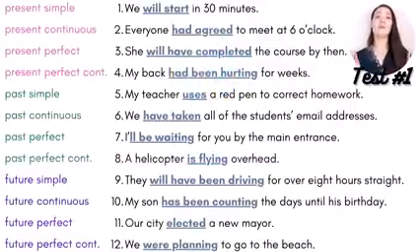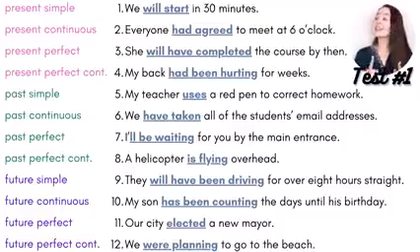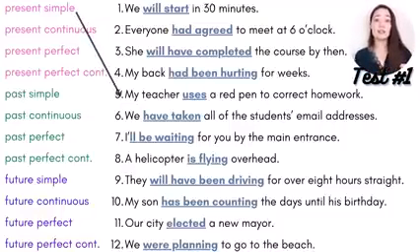Phew! Test number 1. Are you ready? Well, if you want to master the 12 tenses, you need to know the grammatical structures. No structure, no tense. So, what I want you to do is choose the right tense to match the sentence. Pause the video to do this.